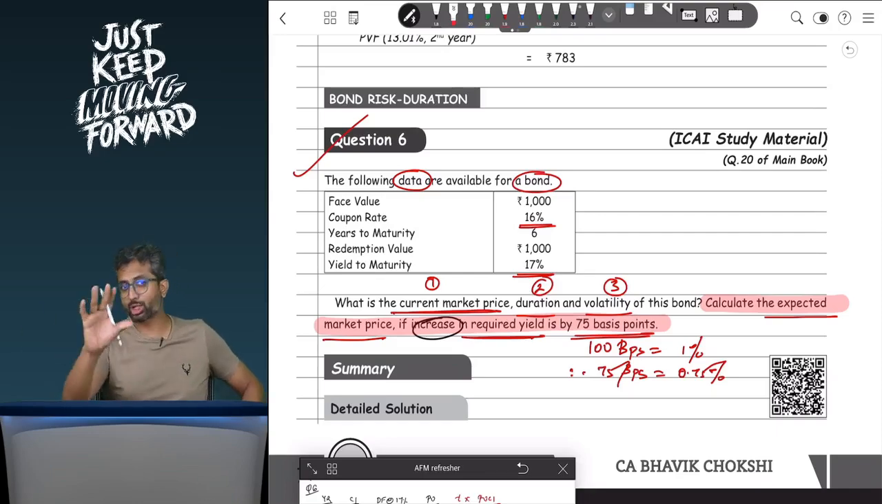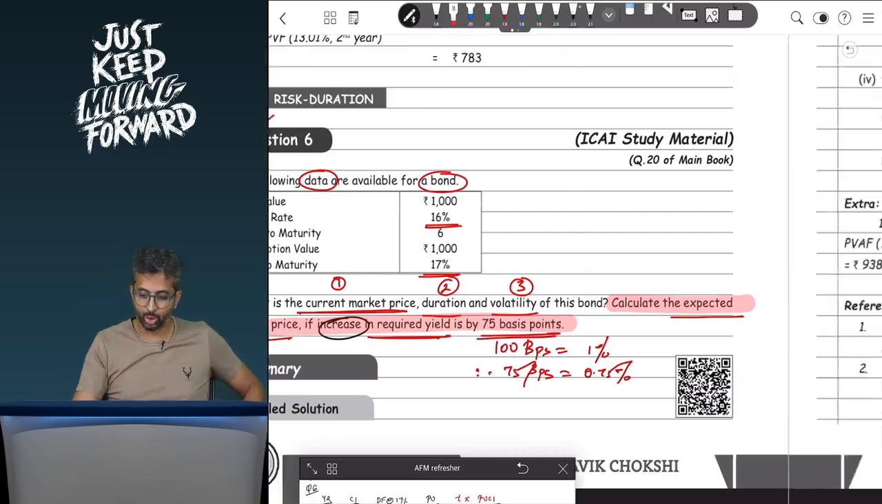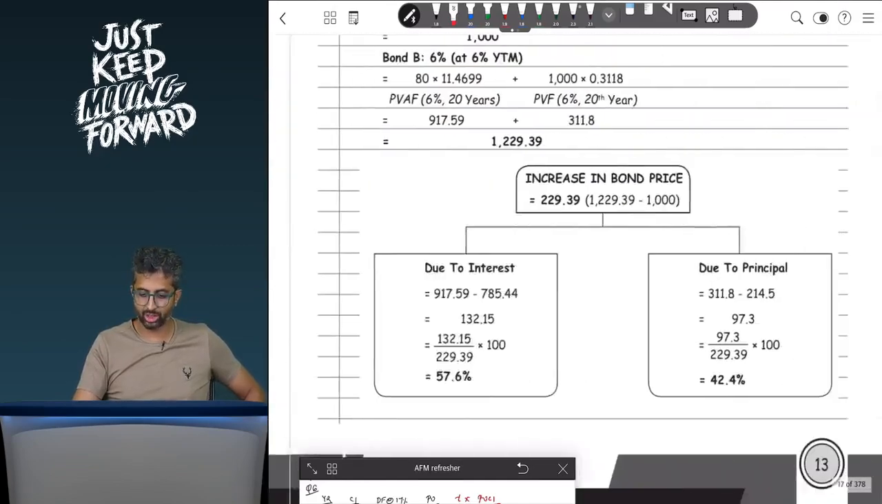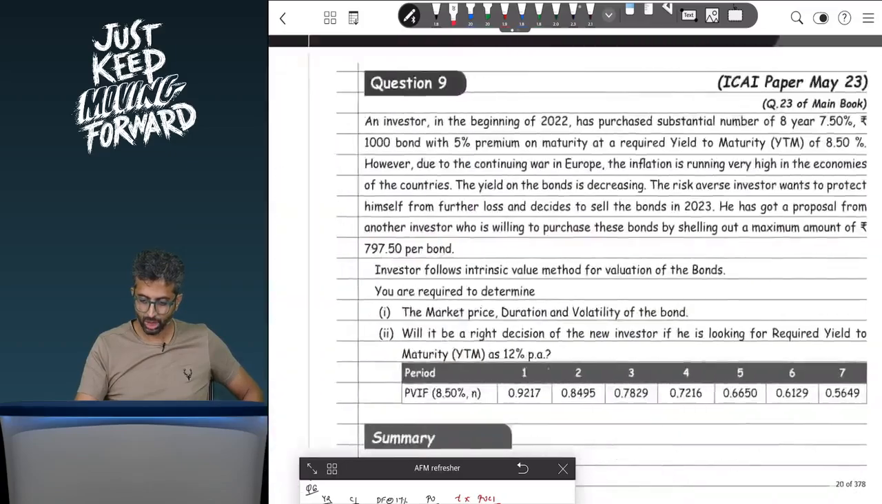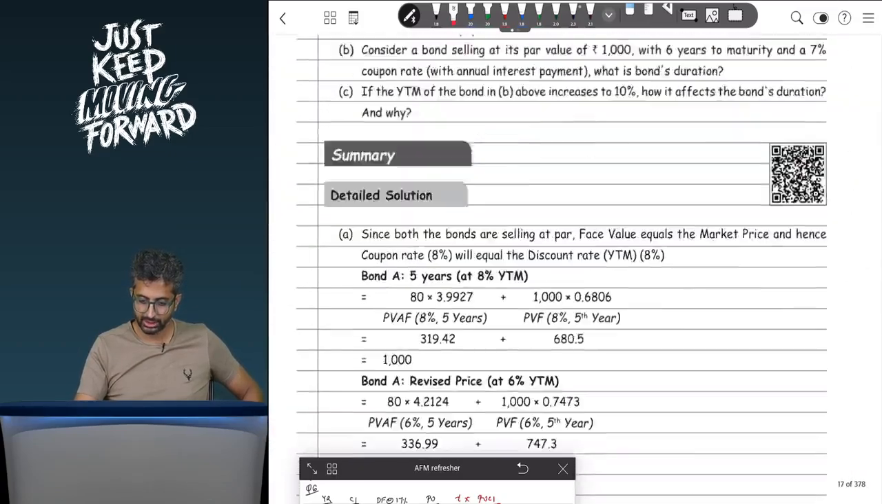I'll take you through another question where the institute tricks you a little. Just a second, you don't have to solve that right now. But if you see this question, what does the institute say? If I can find this.